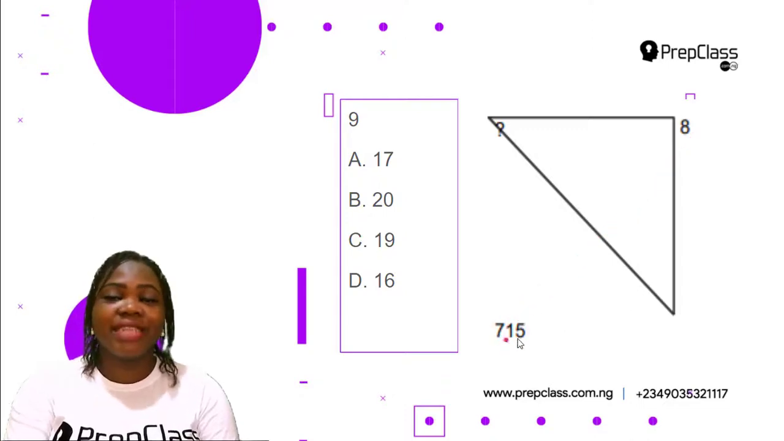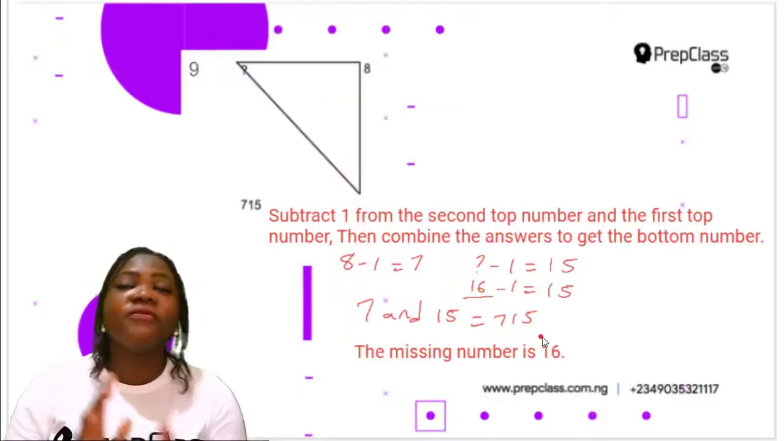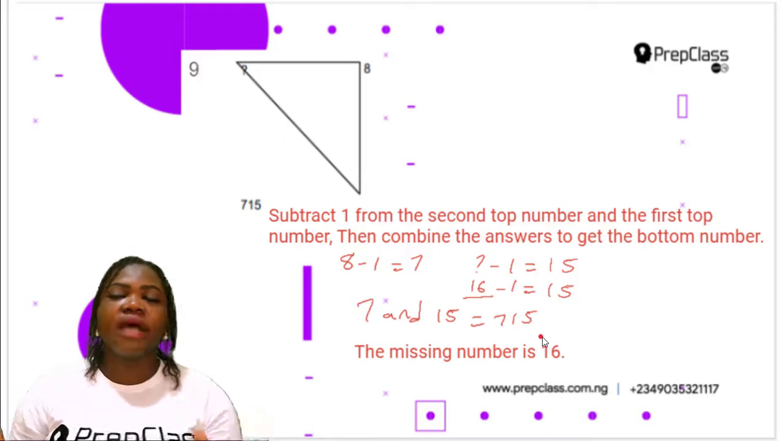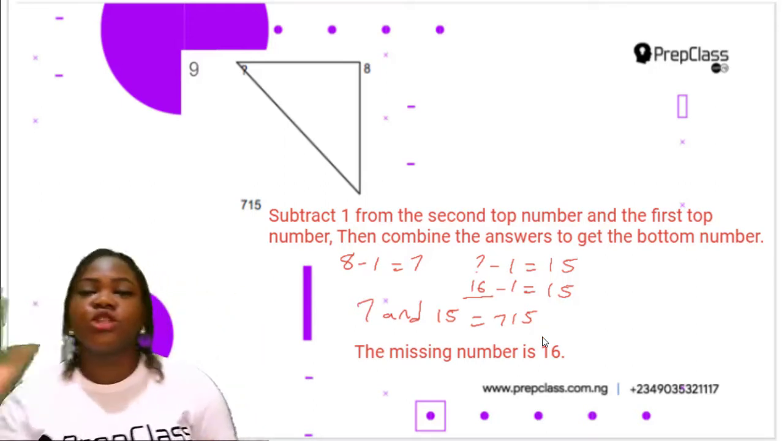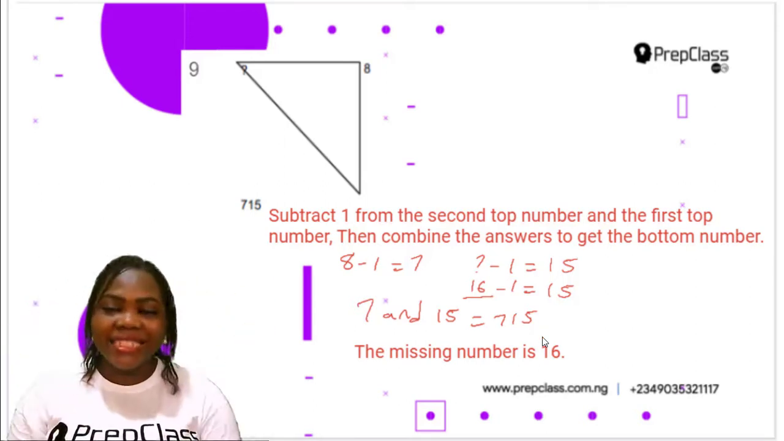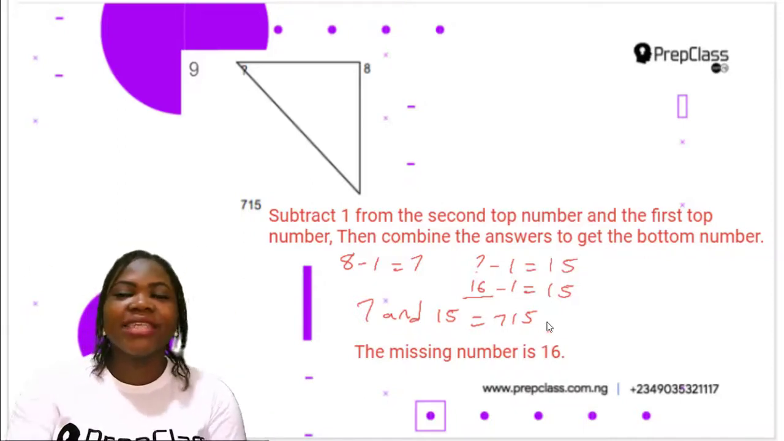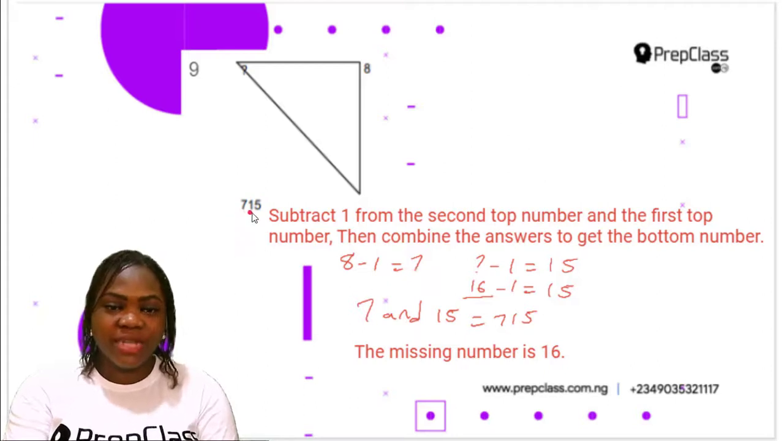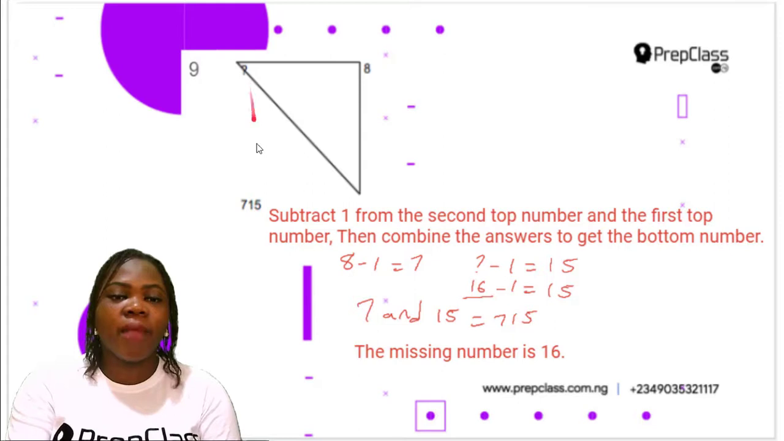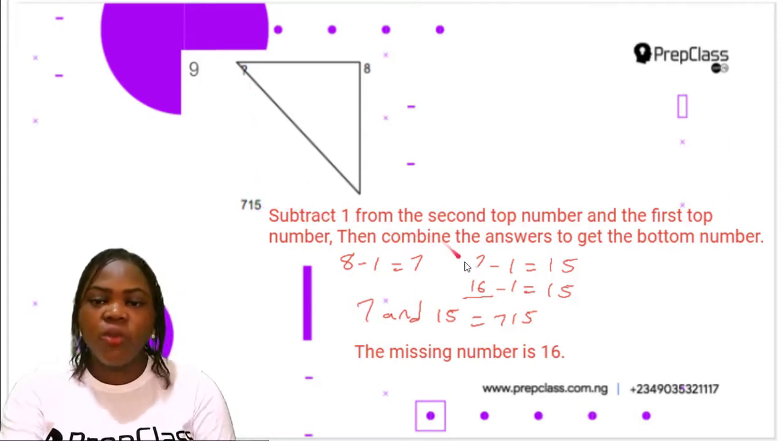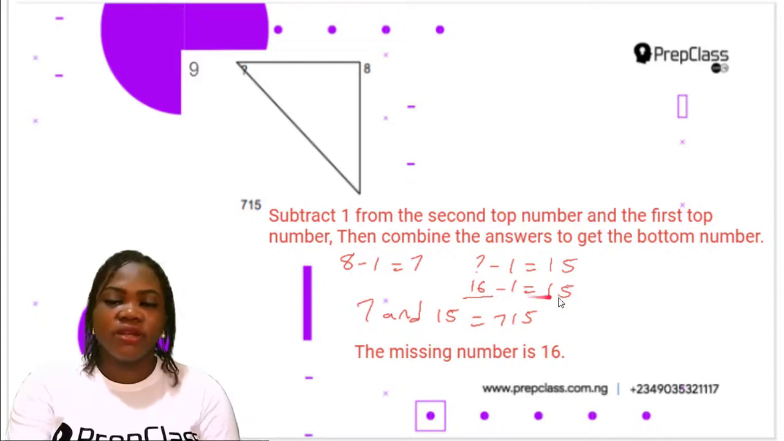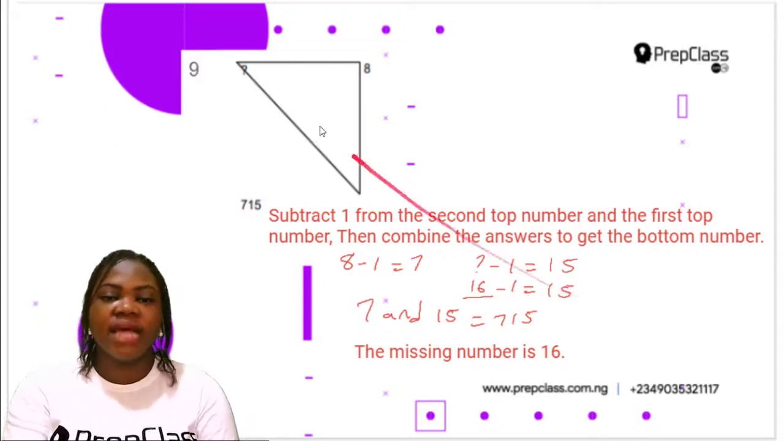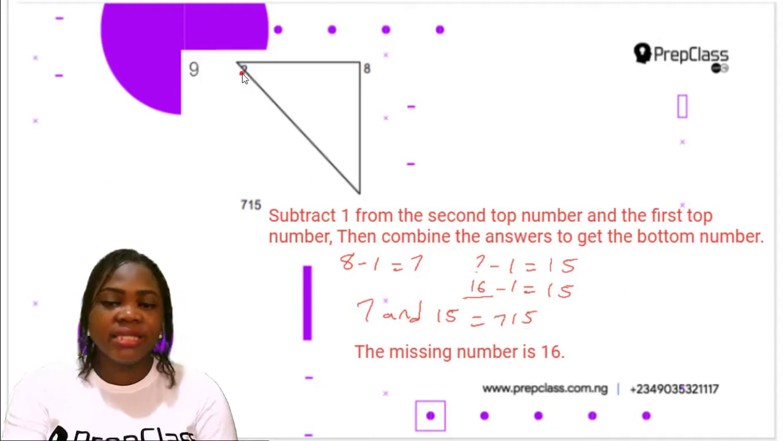Question 9. So one of the top numbers is missing, then the second top number is given as 8. Then the bottom number is 715. So remember from the samples, to get the bottom number, subtract 1 from the second top number, subtract 1 from the first top number, and then combine the answers. So the second top number here is 8. So 8 minus 1 is 7. So look at the bottom number. We have 7 here. So this means that the first top number minus 1 should give 15. So what number minus 1 is 15? Of course, it is 16. 16 minus 1 is 15. So this means that the missing top number here is 16.